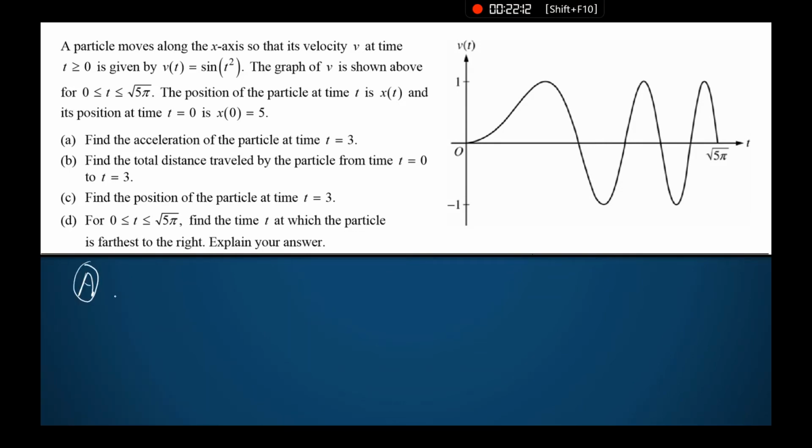Okay, I'm going to derive. So v prime of t equals a of t. What's the derivative of sine t squared? 2t cosine t squared.